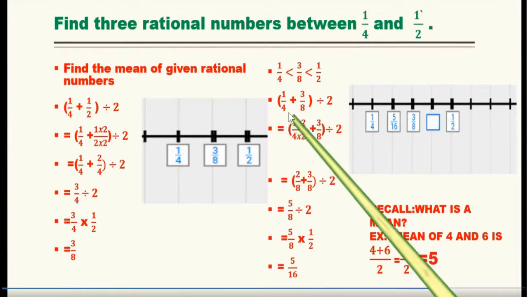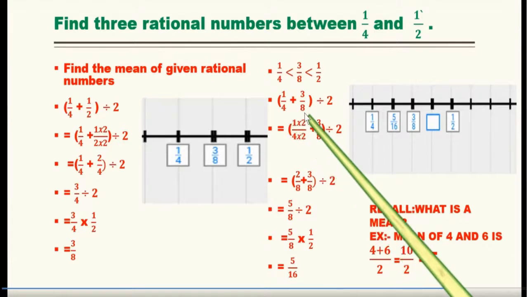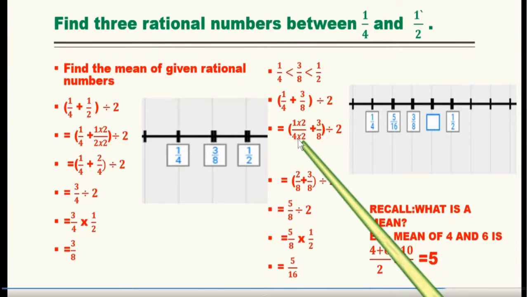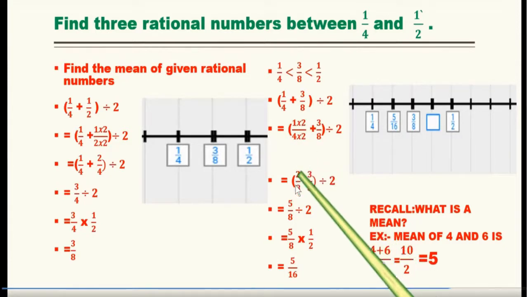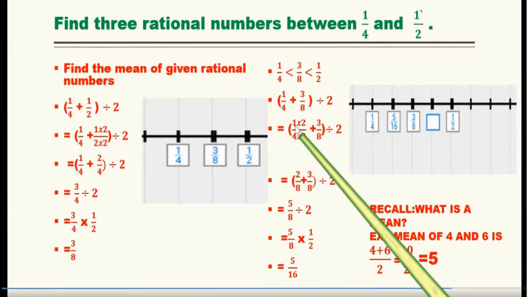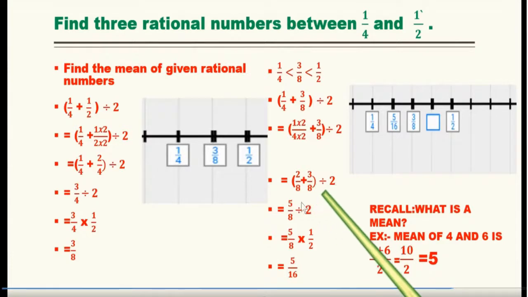As you can see, the denominators of these two rational numbers are different. So, we are going to convert the denominator 4 into 8 by multiplying 1 by 4, both in numerator and denominator, by 2. On doing so, we get the denominator 8 and in the numerator we get 2. 2 by 8 plus 3 by 8 is equal to 5 by 8.